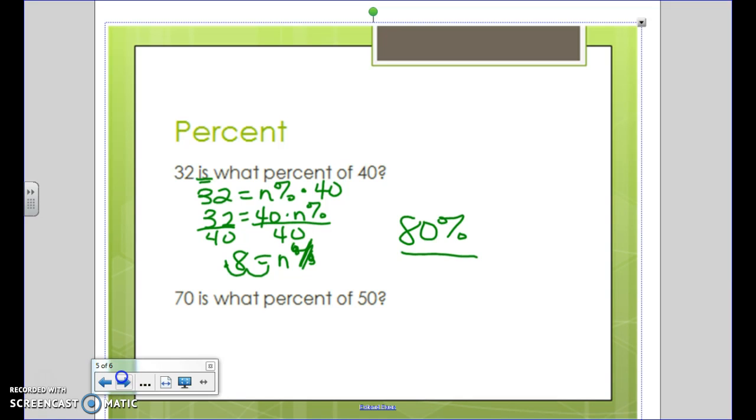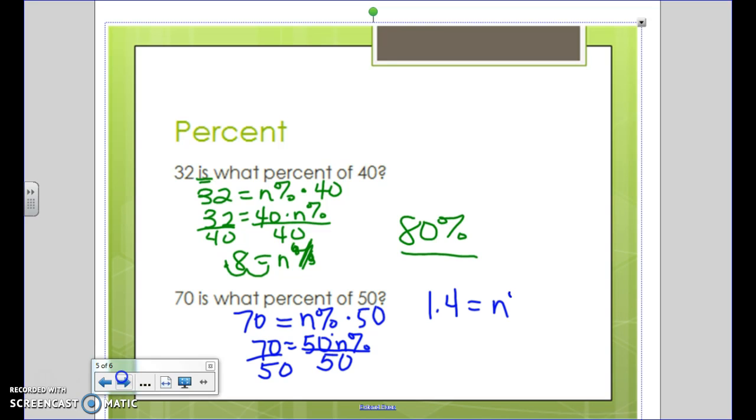We'll do one more here, and it says 70 is what percent, we don't know the percent, of 50. So I always like my coefficients in the front. 50 times n percent, okay? So let's just use inverse operation. If I squish them together, remember there's a multiply in there. If I divide both sides by 50, I believe I get 1.4 equals n percent.